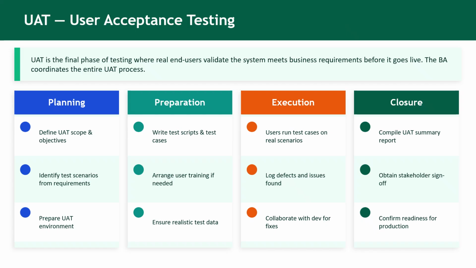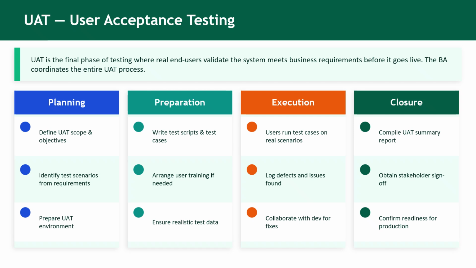Let's start with UAT, which stands for User Acceptance Testing. This is the final phase of testing where real end users validate whether the system meets business requirements before it goes live. Unlike earlier testing phases like system testing or integration testing, UAT is focused on business validation rather than technical validation. Now let's understand the different stages involved in UAT.